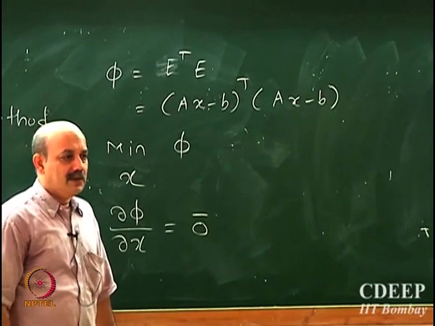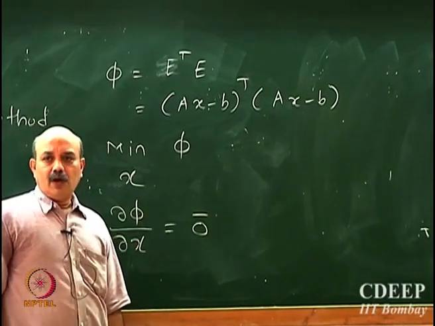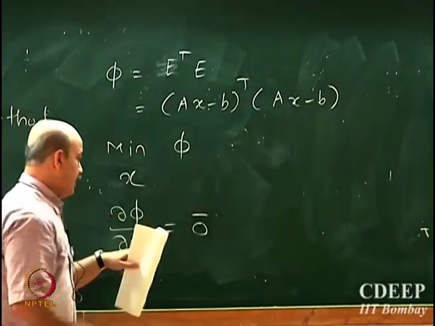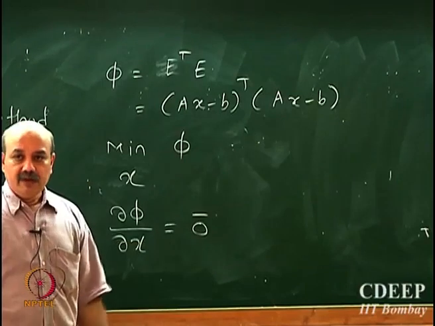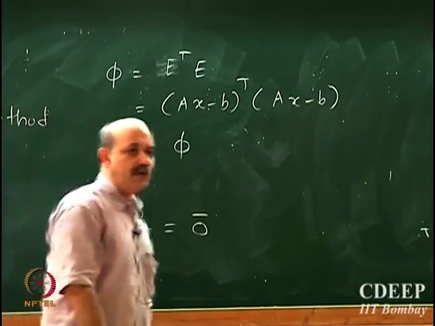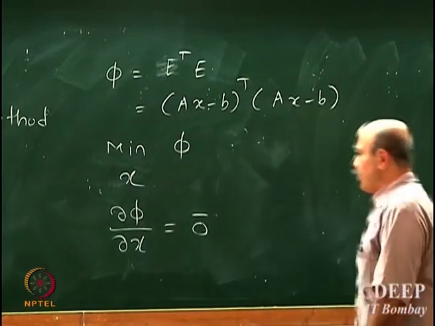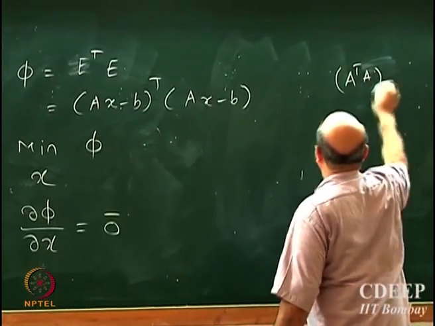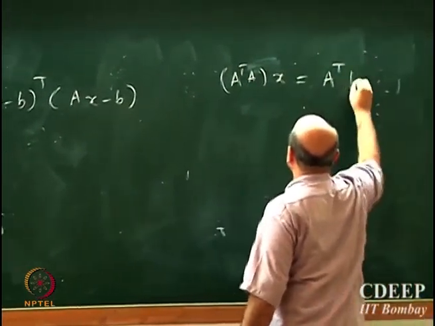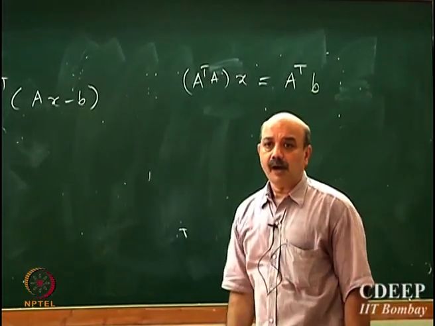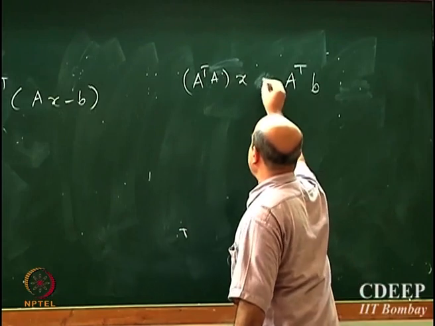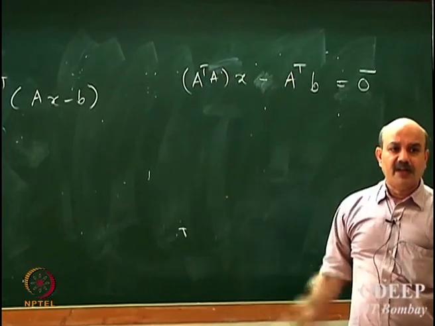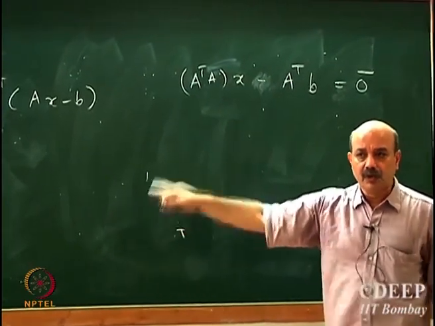If I use the rules of differentiation of a scalar function phi, is phi a scalar function? Phi is a scalar function, right? I am differentiating a scalar with respect to a vector. We have looked at the rules of differentiation of a scalar with respect to a vector. If I use those rules, what I will get is this equation: A transpose A x is equal to A transpose b. I will get A transpose A x minus A transpose b is equal to 0. If I differentiate and set the derivative of phi equal to 0, I will get this equation.